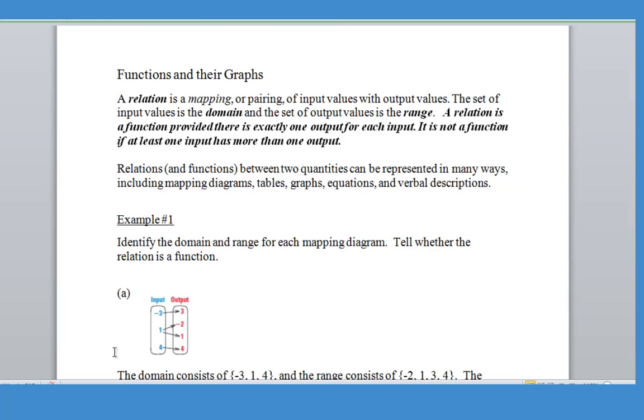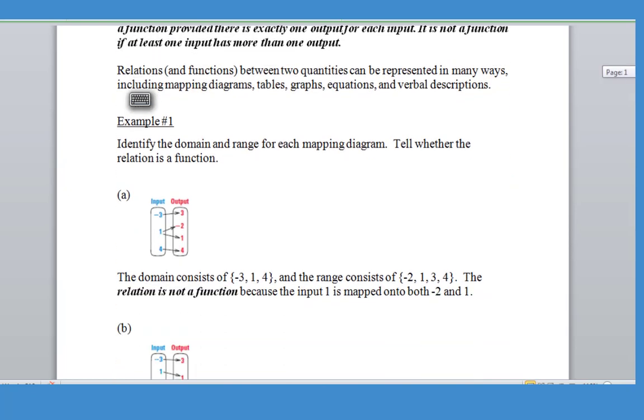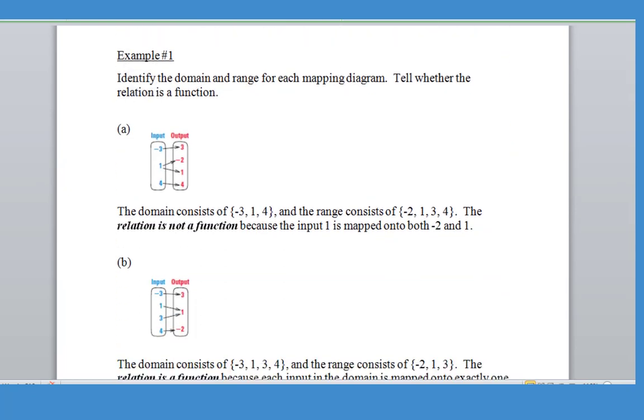So we'll just start with the basic ways of looking at relations and determine whether they're functions or not. And the simplest way is visual, and we're going to do that with what we call a mapping diagram. So let's take a look at example number 1 real quick. It says to identify the domain and the range for each mapping diagram. Tell whether the relation is a function or not.